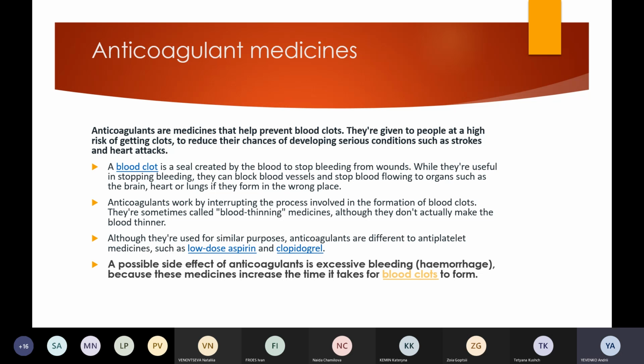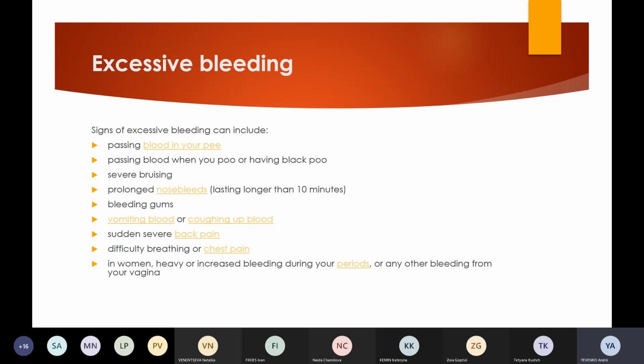It means that your blood is not able to form clots and to stop the bleeding. And we will talk about excessive bleeding in this aspect. So signs of excessive bleeding are when you pass blood in your pee, when you pass blood when you poo, or have black poo. If you have bruises you don't know where you got, or you have severe bruises.